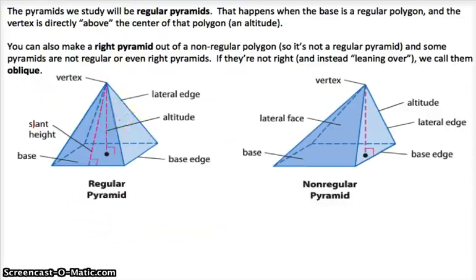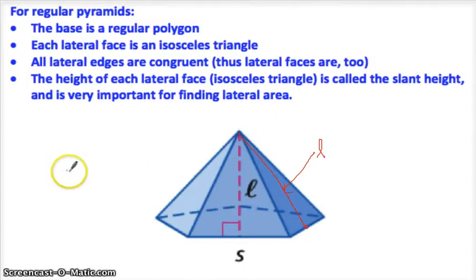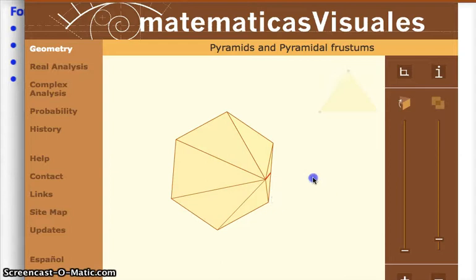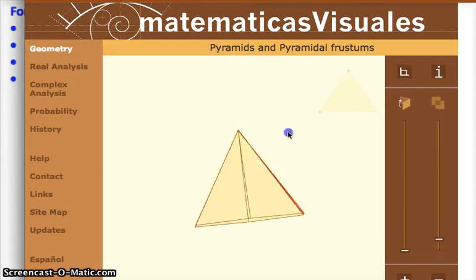The regular height of the pyramid, that's this thing here that you can measure on the inside, the internal body of the pyramid. But slant height runs down the face. The base is a regular polygon. If we're talking about regular pyramids, the base has to be a regular polygon. Each lateral face is an isosceles triangle, and all those triangles are congruent. All the triangles that are part of this thing, the lateral faces, are all congruent.